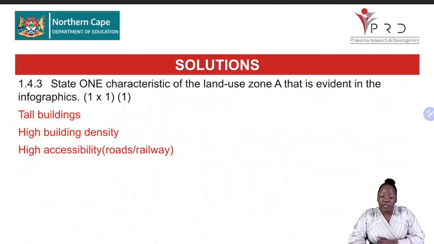Then your question 1.4.3, you state one characteristic of the land use zone A that is evident in the infographic. So any is the tall buildings, or you say the skyscrapers, and also looking at the building density, as we have seen that the buildings are very tall, and also the high accessibility. You have seen that all the roads are leading into the CBD, so any of the three.